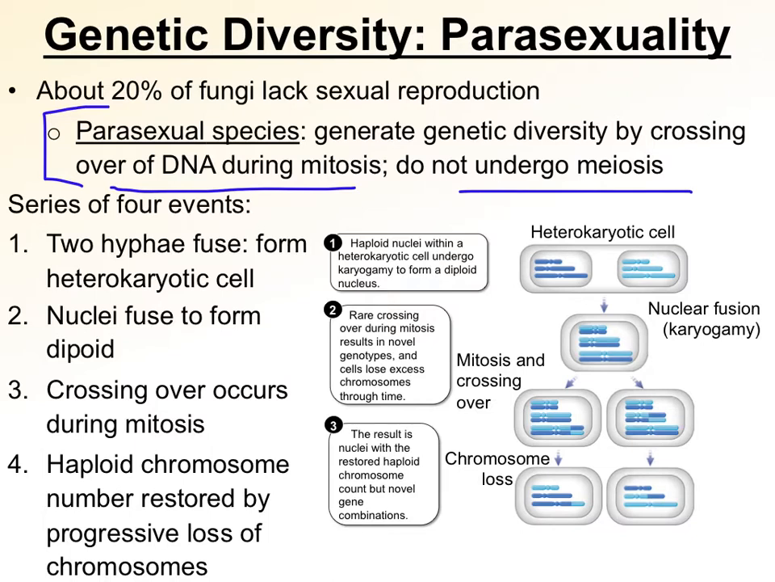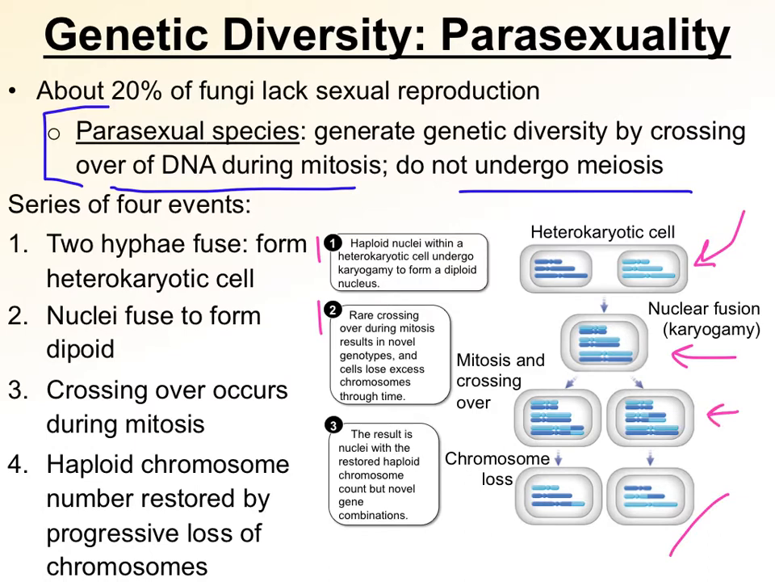There's a series of events that take place, which you can see here. If we walk our way through them, step 1, the hyphae fuse and you get the heterokaryotic cell. Step 2, the nuclei are going to fuse. You see this here, and they're numbered over here as well. And then step 3, instead of going through meiosis, these cells actually just gradually lose chromosomes until they restore the original chromosome number. But you do note here that crossing over has occurred.